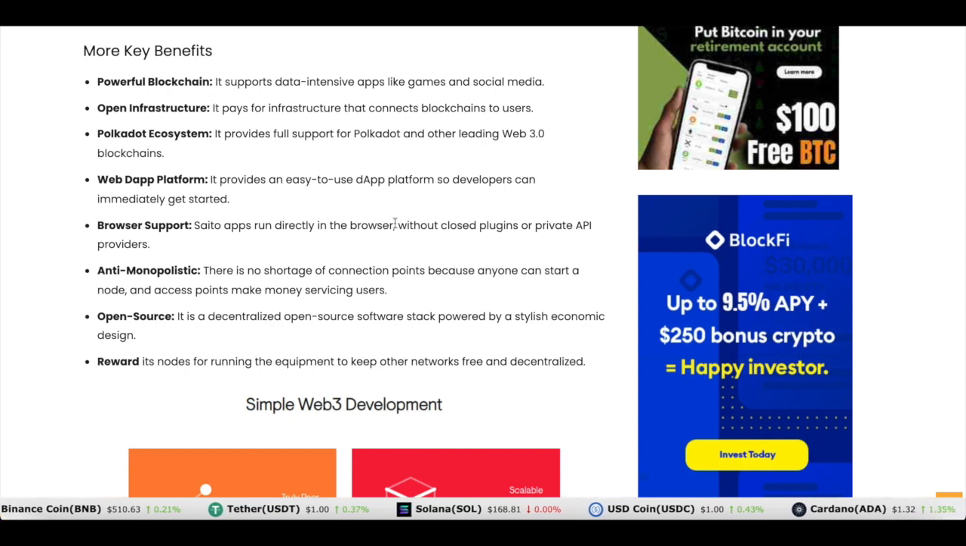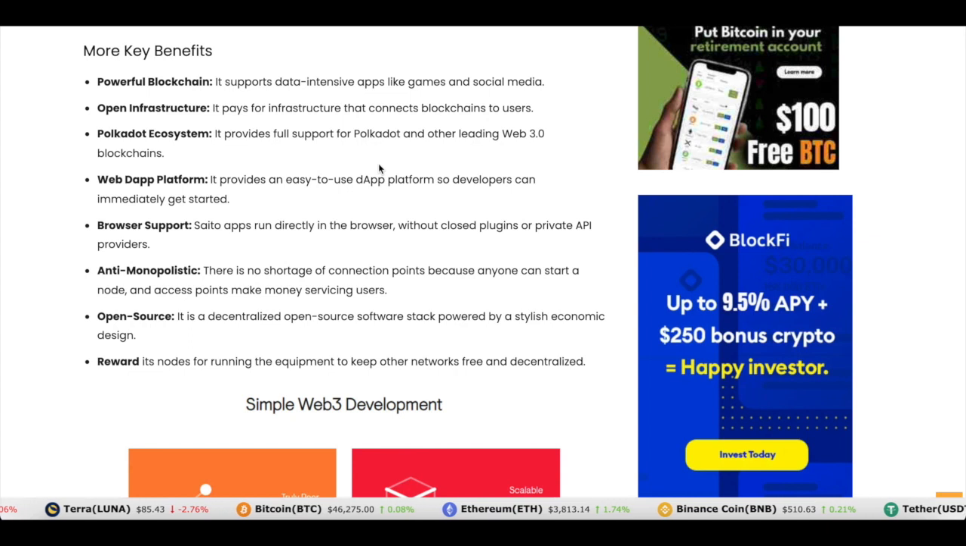Powerful blockchain. It supports data-intensive apps like games and social media. Open infrastructure. It pays for infrastructure that connects blockchains to users. And Polkadot ecosystem. It provides full support for Polkadot and other leading Web3 blockchains. Not to mention web dApp platforms. It provides an easy-to-use dApp platform so developers can immediately get started. Not to mention browser support. Saito apps run directly in the browser without closed plugins to provide an API.